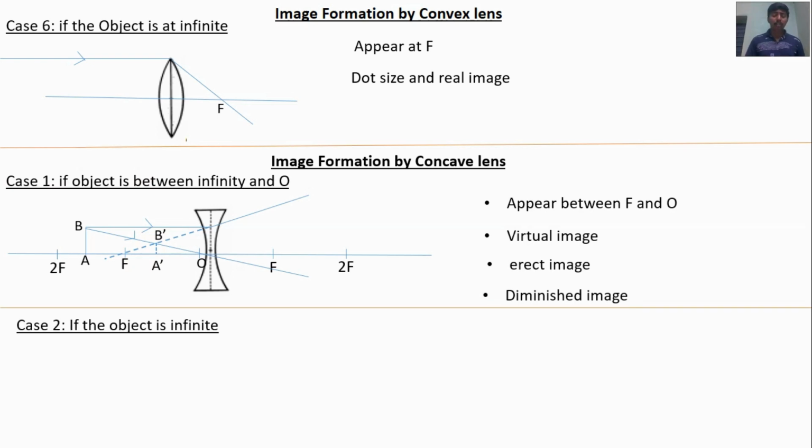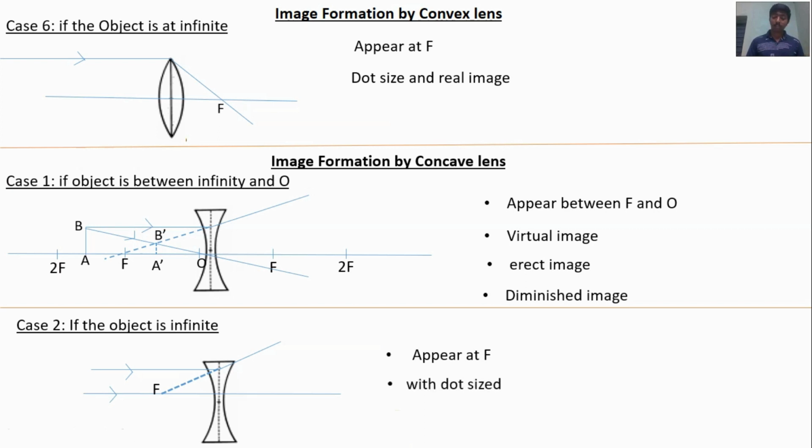Case 2, if the object is at infinity, by rule 2, the ray parallel to the principal axis diverges from the principal focus, so the image appears at the principal focus, F. The size of the image is dot size. It is a virtual image and erect. This is the image formation by the concave lens. For image formation, just do the experiment. Take a scale and pencil, draw this, apply rule 1 and 2, then only you can understand.